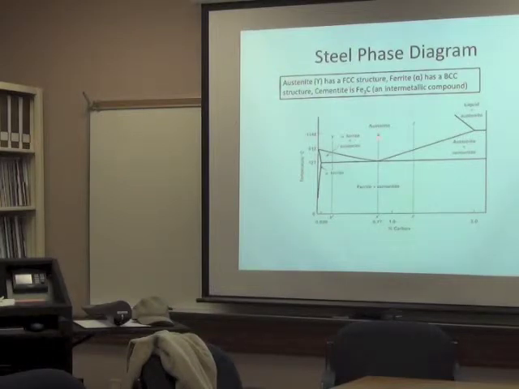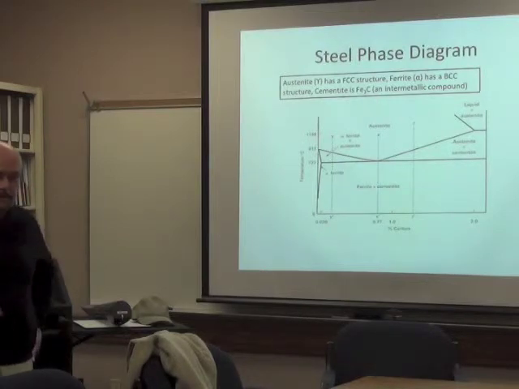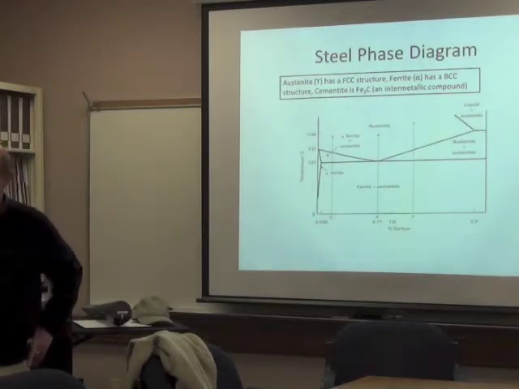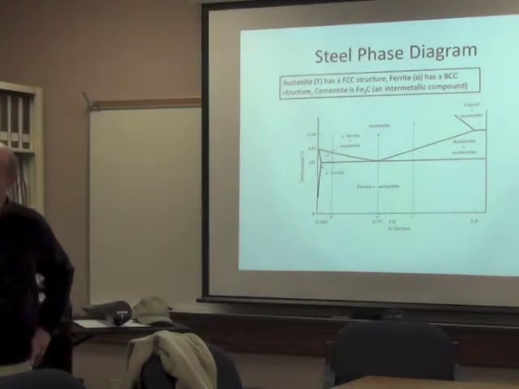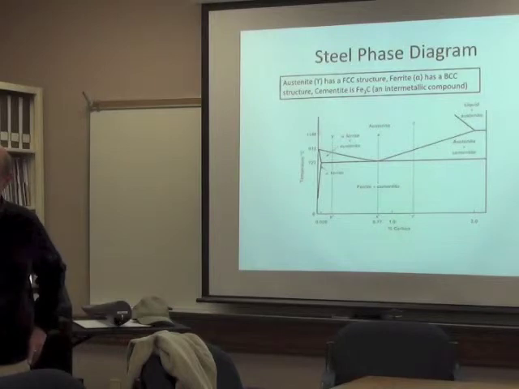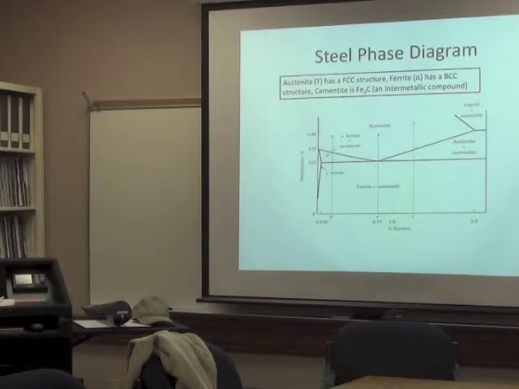If you cool it down slowly, because that's what phase diagrams do. Phase diagrams, or equilibrium diagrams, you have to cool things down slowly. If you start cooling things down fast, you cannot use the phase diagram anymore. To predict the results, you have to use other types of diagrams. But if you took this austenite and cooled it down, you get ferrite and cementite, right? And that's called eutectoid composition.